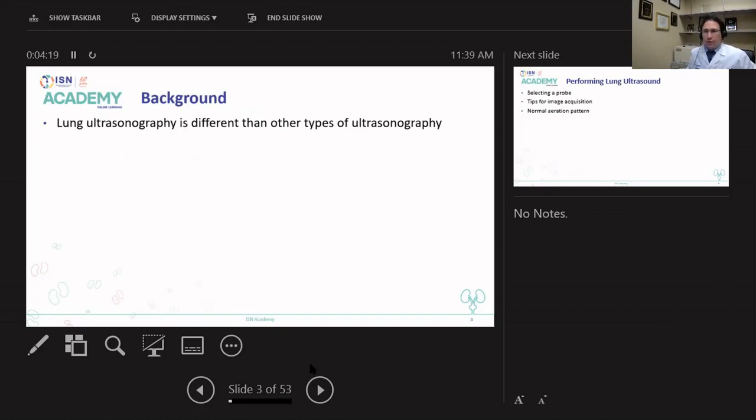So lung ultrasonography is different from other fields of ultrasound. In other fields of ultrasound, you're using the ultrasound to recreate a real image of a particular organ. In lung ultrasonography, we are actually using the ultrasound to generate artifacts, and we're interpreting those artifacts. So it's a little bit different than what you might be used to in other organs.